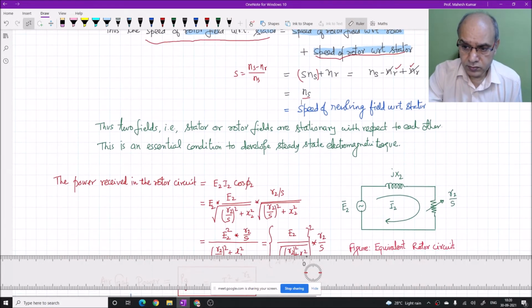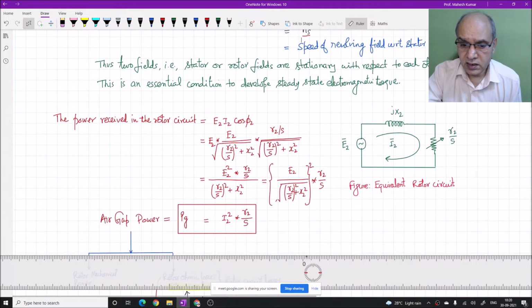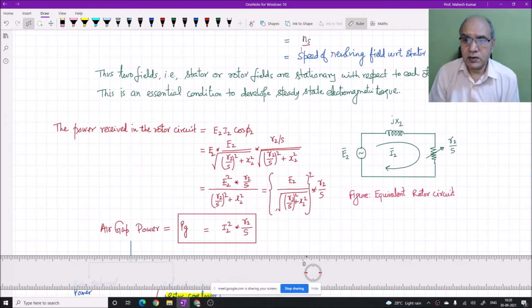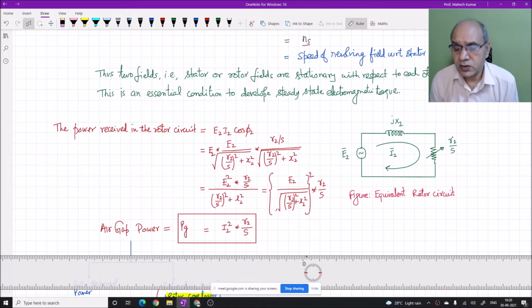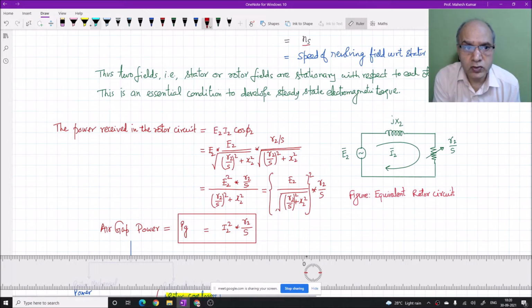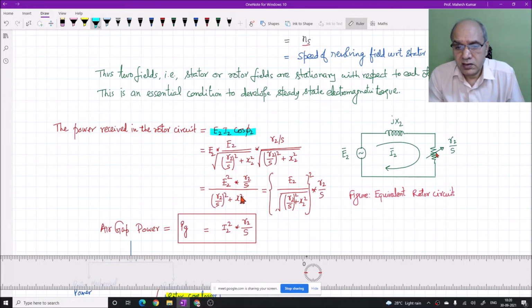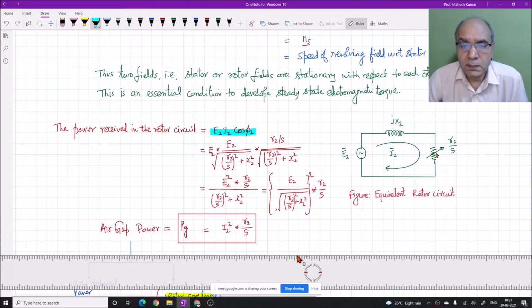Now, with this concept or with this description, we can go further. We will now find out the power associated with the rotor circuit. The power of the rotor circuit will be E2 into I2 into cos phi 2. As you know, the power in the circuit is given by VI cos phi. We can prove that this is real power.